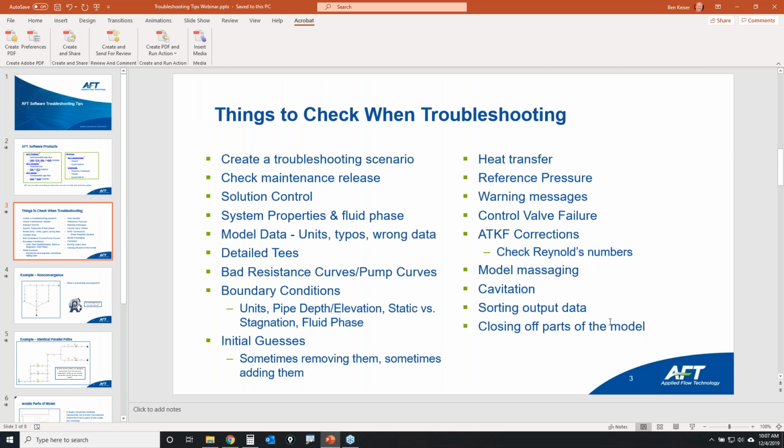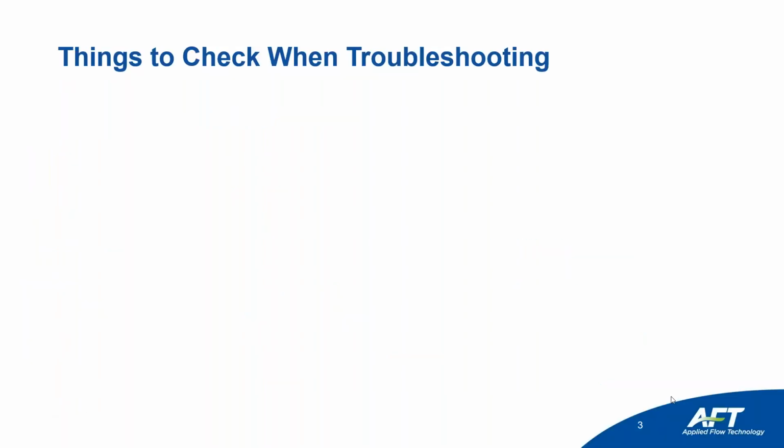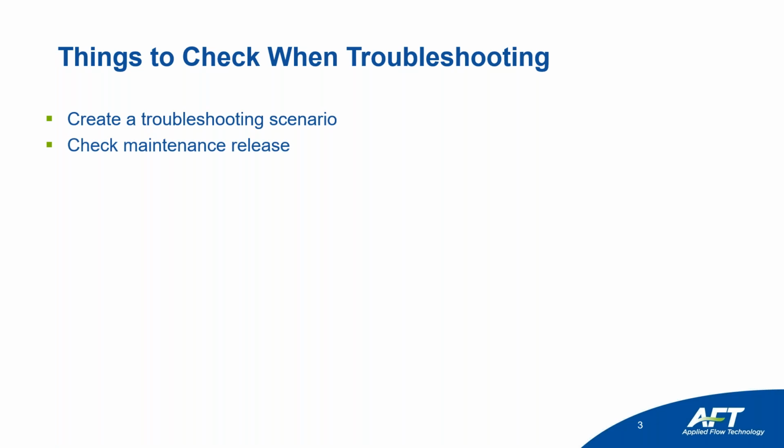That's another important step to complete when you're troubleshooting a model: check to see what maintenance release you're using. Go to our website to see if we have a maintenance release that is newer that you can download, and then go from there. So those are the first two things. I would probably even put check maintenance release first. That's the very first thing I do, is I look at your model file to see what release that you're using.